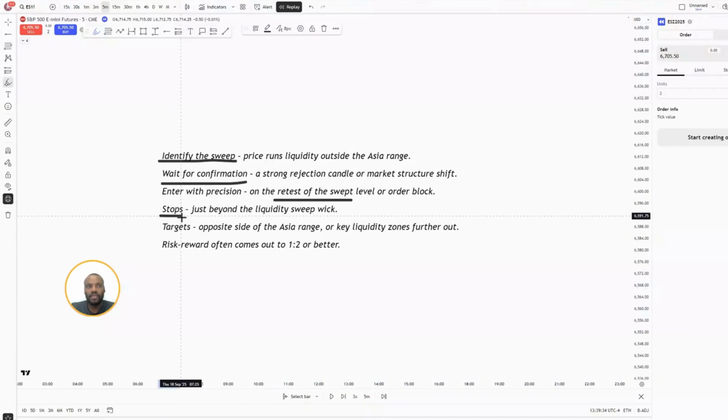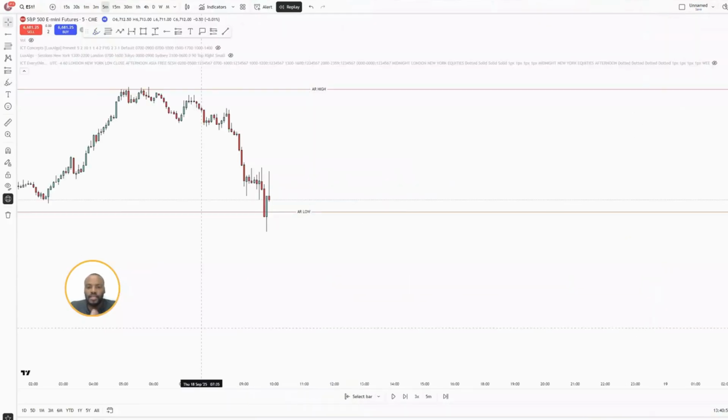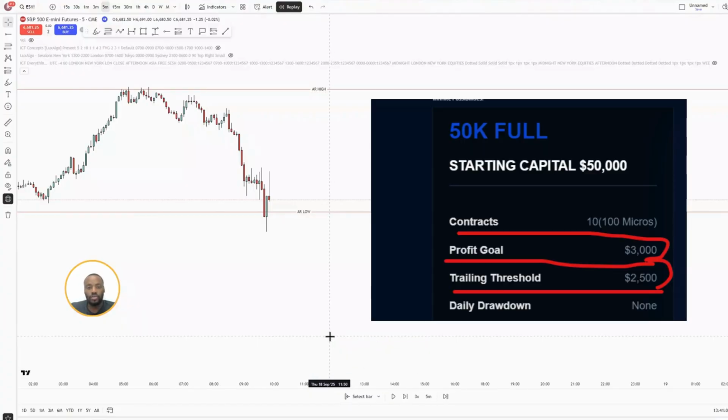You also want to identify a logical stop loss. And then you want to have a price target, which in this case would be the opposite side of the range, the Asia range high. That will give you a really nice move to the upside. So let's say you're trying to pass an eval with Apex on the 50K account. In the 50K account on Apex, you need to make a profit of 3,000 without losing 2,500.